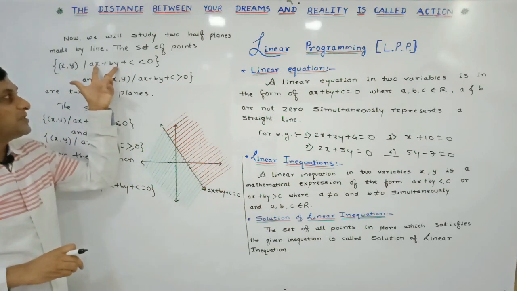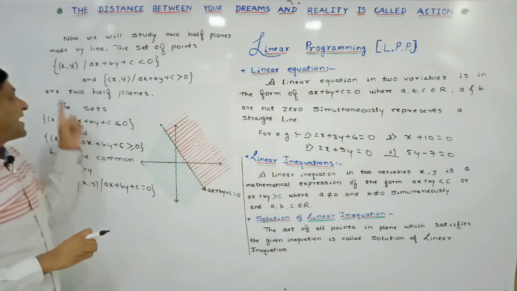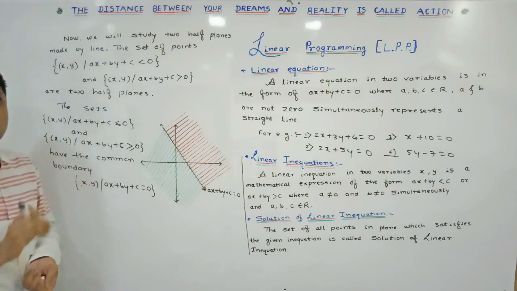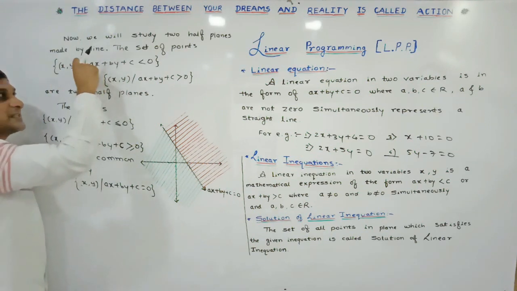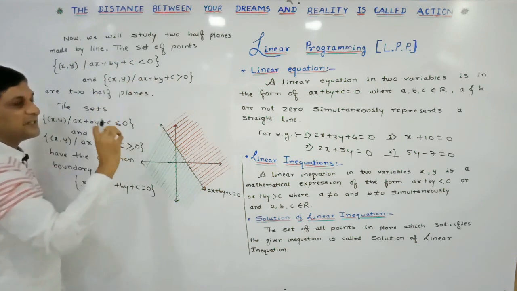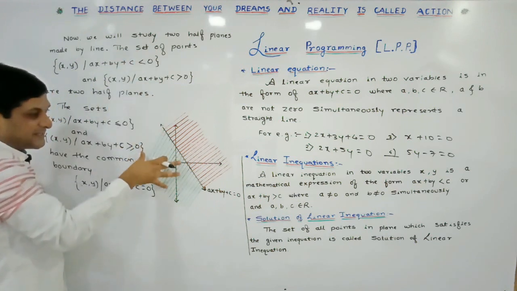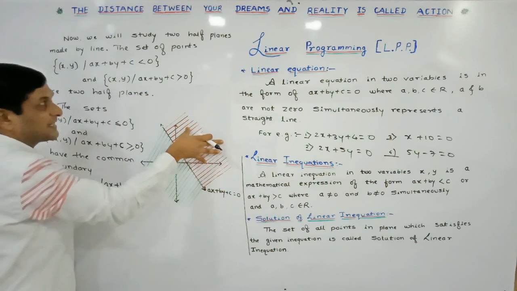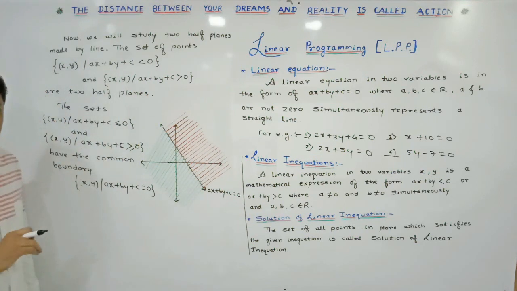Means these two inequalities represent half planes. That's why these are two half planes. Each inequality represents a half plane. It is the set of all such points (x, y) which satisfy this condition, and the set of all points which satisfy this condition forms a half plane. If this inequality represents this part, then definitely the other will represent the second half plane. So I hope the idea about half plane is clear to you.